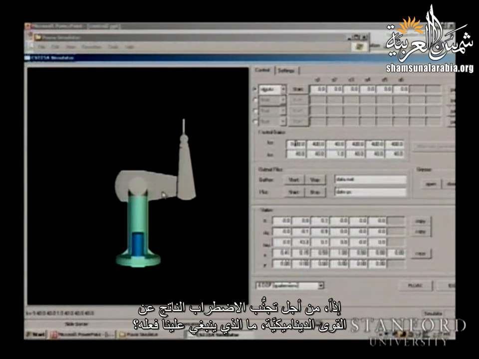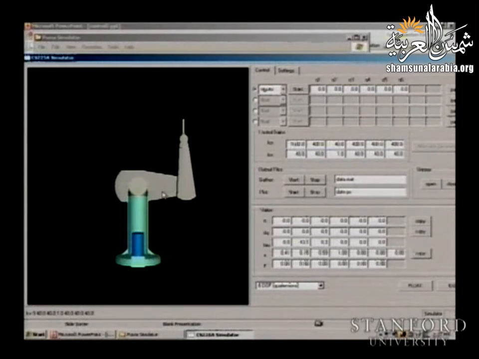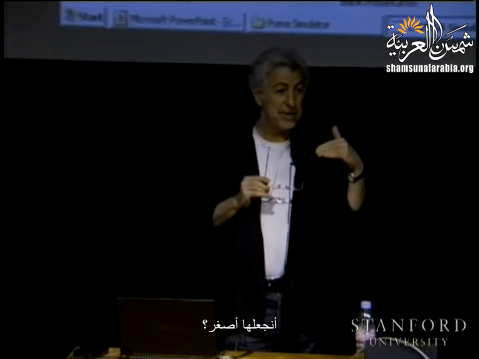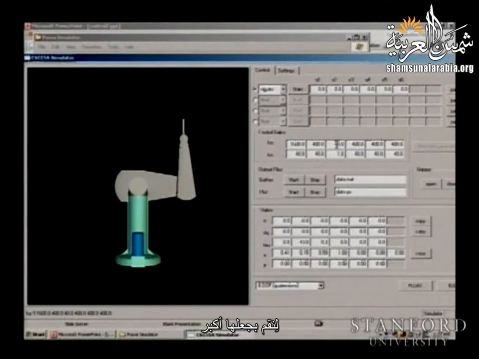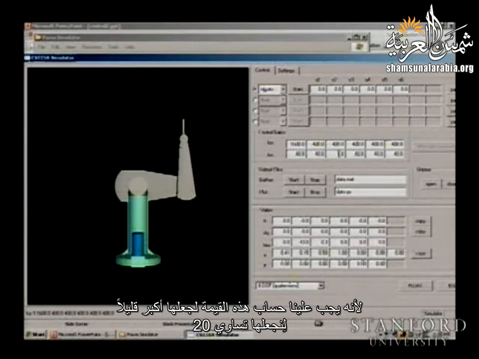So, in order to avoid that disturbance coming from the dynamics, what should we do with Kp? Make it smaller or bigger? Yeah, you're not sure? Should we try it? So let's make it bigger. How big? 400? Okay, 400. Now you realize with 400, this is not damped enough because we need to make the damping a little bigger. So let's make it 20.